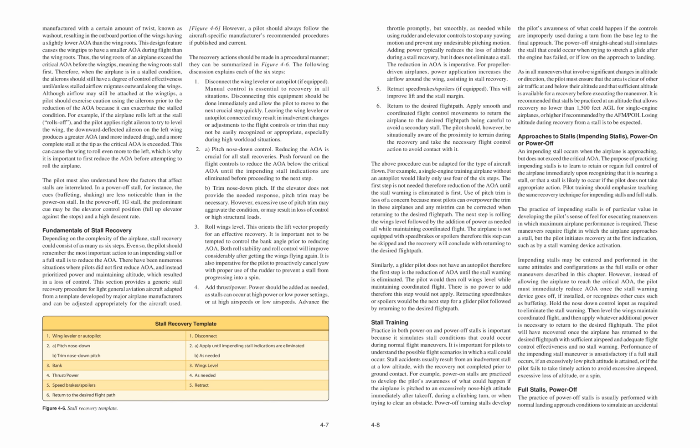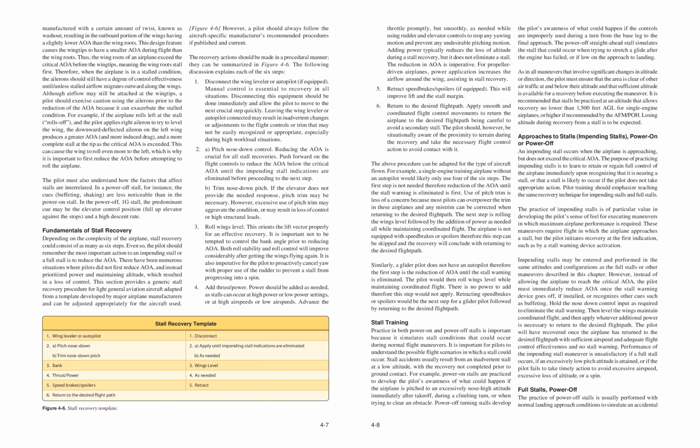2. A. Pitch nose down control. Reducing the AOA is crucial for all stall recoveries. Push forward on the flight controls to reduce the AOA below the critical AOA until the impending stall indications are eliminated before proceeding to the next step. B. Trim nose down pitch. If the elevator does not provide the needed response, pitch trim may be necessary. However, excessive use of pitch trim may aggravate the condition, or may result in loss of control or high structural loads.